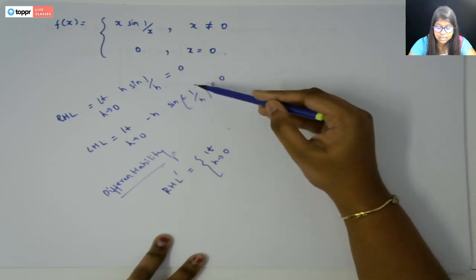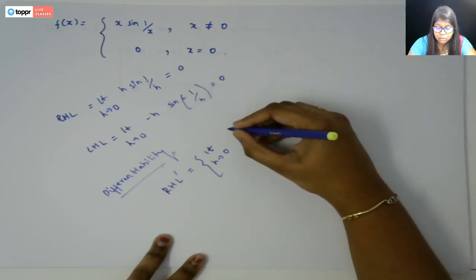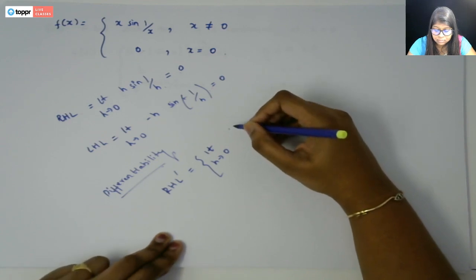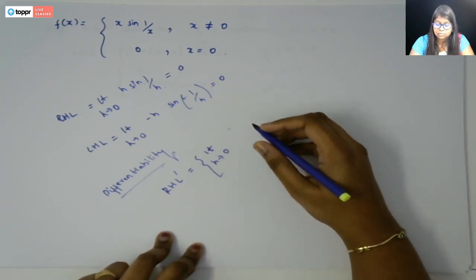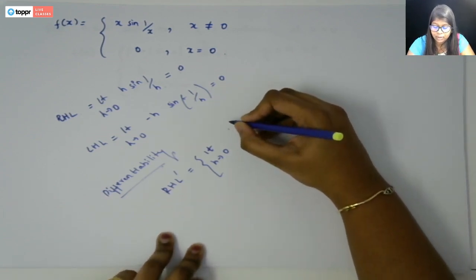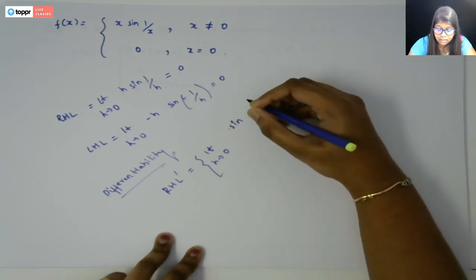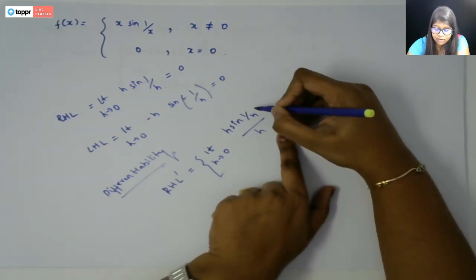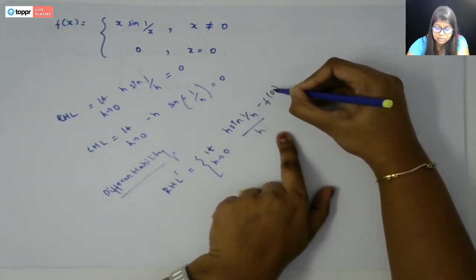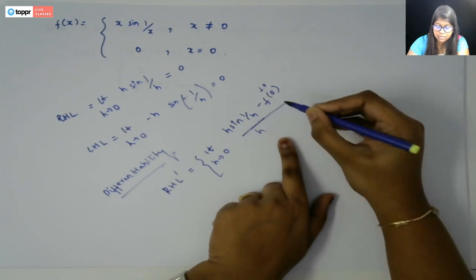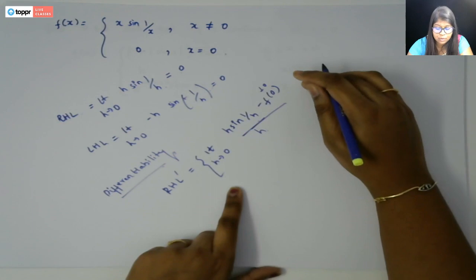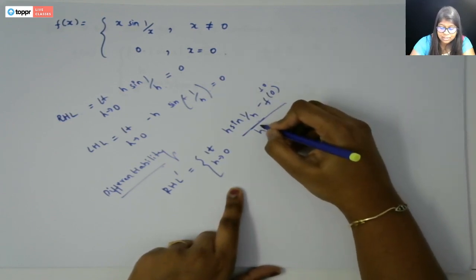Yes, the function is continuous as I already told you. So what we do here is sine 1 by h by h, because f of 0 is anyway 0. This is where I was confused, so do not get confused at this point. If you write the entire formula, then it will be easier for you to find out. So which is nothing but h.